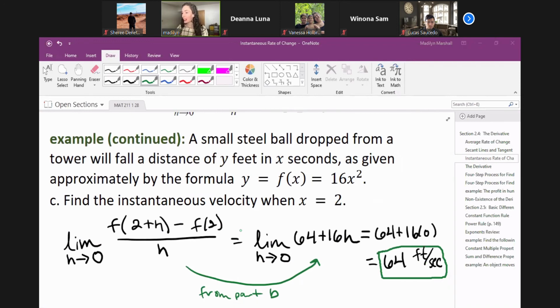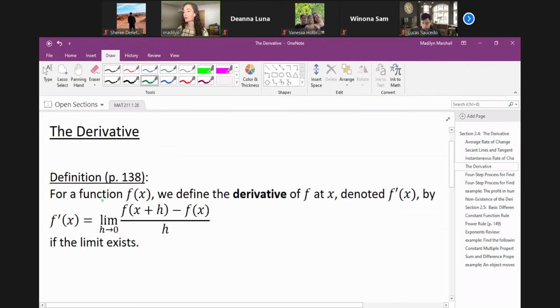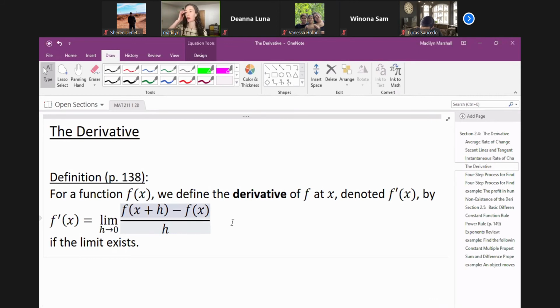So this is the derivative. This is a specific example of a derivative. The technical definition of derivative is here, and this is on page 138 of the book. This is the same definition, but we're using x instead of a. I'm going to explain what this notation means and how to read it in a moment, but I'll give you a moment to take this in.